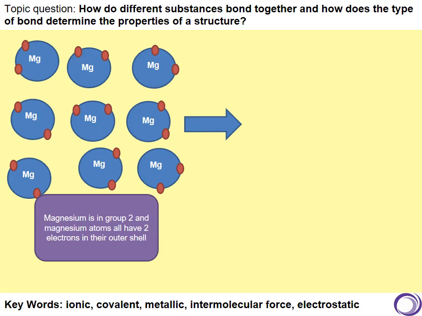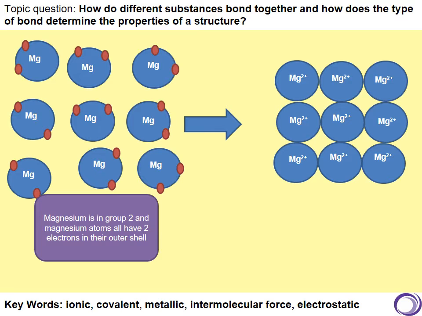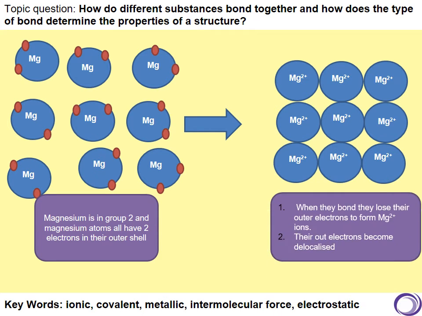So here we have magnesium. Magnesium is in group 2, and this means that magnesium has 2 electrons in its outer shell. When magnesium atoms bond and form magnesium metal, they lose these outer 2 electrons. Their outer electrons become delocalized, so they're still there, they're just not attached to the magnesium ion.